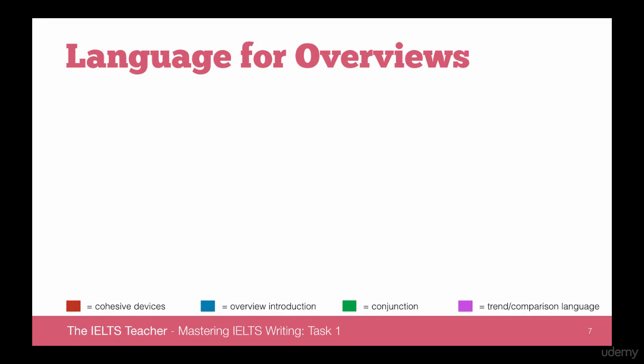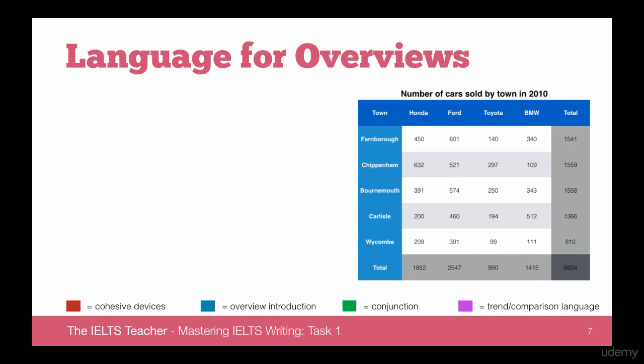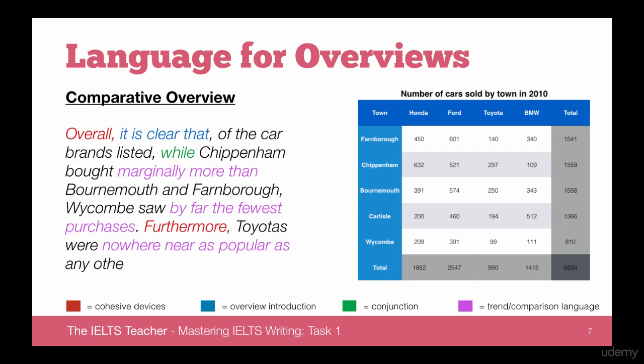Let's have a look at comparative graphs here. Again, we'll return to this table on the number of cars sold by town in 2010. This will hopefully start to look familiar now. Overall, it is clear that of the car brands listed, while Chippenham bought marginally more than Bournemouth and Farnborough, Wickham saw by far the fewest purchases. Furthermore, Toyotas were nowhere near as popular as any other car brand.